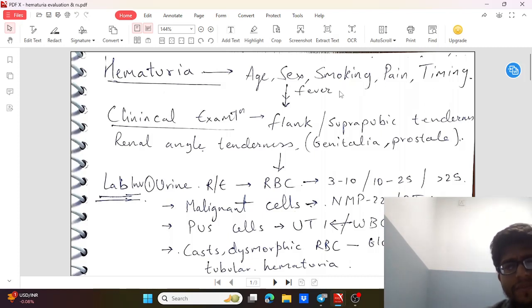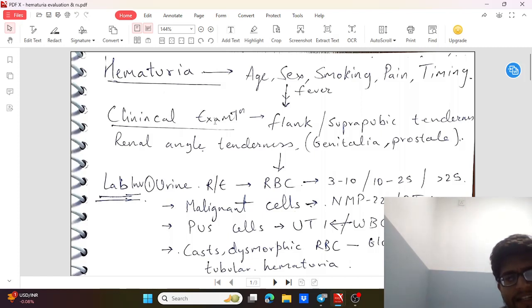Then whether there is presence of fever, this could be another history that could give us a reason of infection. Apart from that, there are some other historical findings like any exposure to chemicals, any history of previous urological disorder, history of catheterization or trauma, history of chronic catheterization, and history of pelvic irradiation, etc.